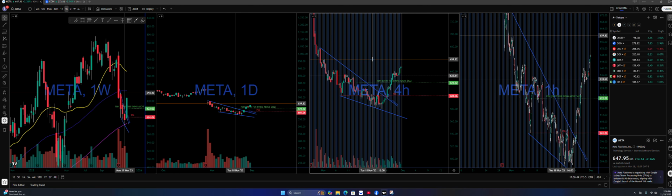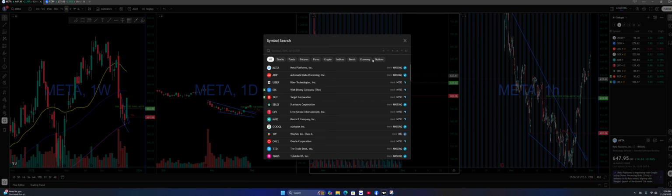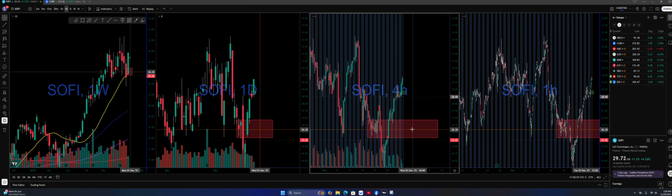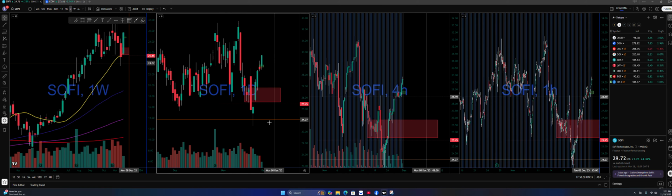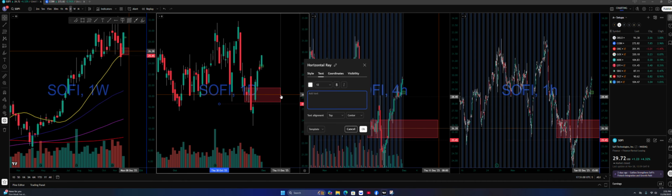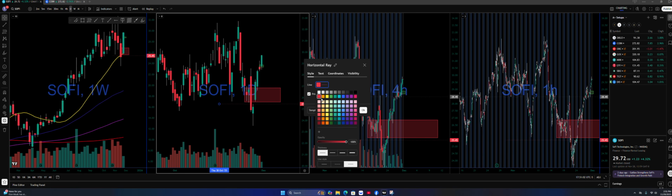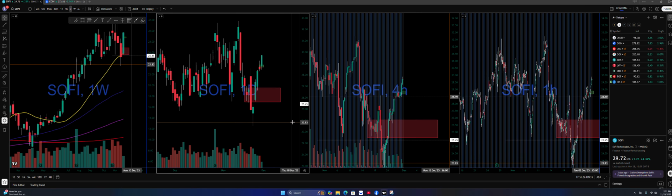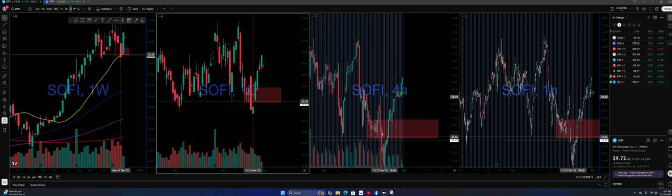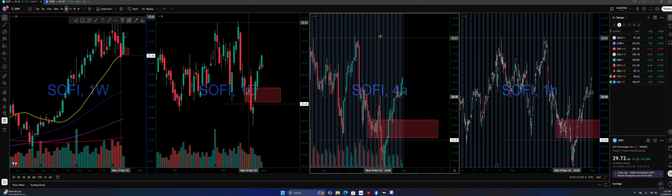Oklo, no, not Oklo. SoFi was a winner. I took a trade because of a hammerish looking candle. This one right here was my entry. Break above this line, it retested. I was able to get slightly higher than preferred entry, but that's fine.